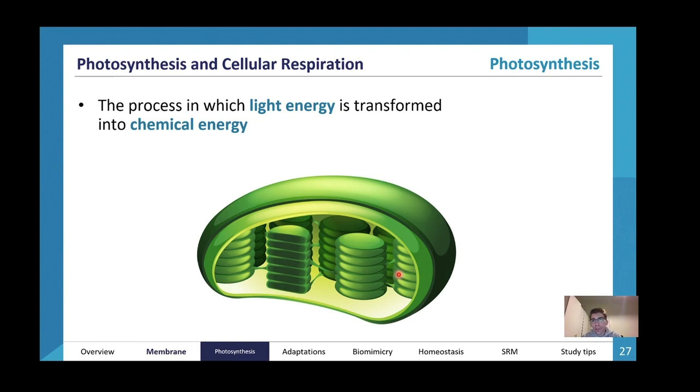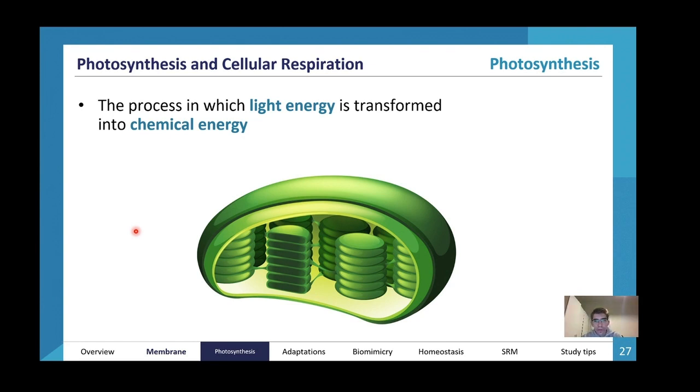The process in which light energy is transformed into chemical energy is essentially the definition of photosynthesis, right? You synthesize energy by utilizing light energy, so you convert light energy into chemical energy. But how do plants do this? Because this is a process that primarily occurs in plants. It's phenomenal. They do this through an organelle called a chloroplast. Chloroplasts are located primarily in plant cells, and they have a pigment referred to as chlorophyll. Chlorophyll is a pigment that can capture light and convert that energy into chemical energy.